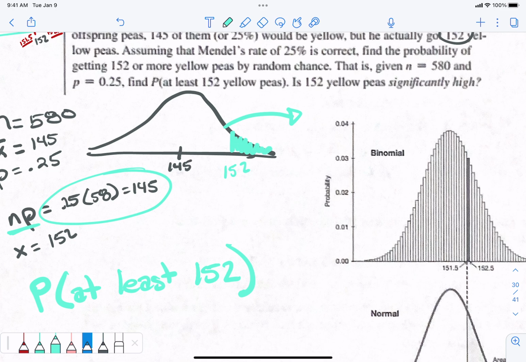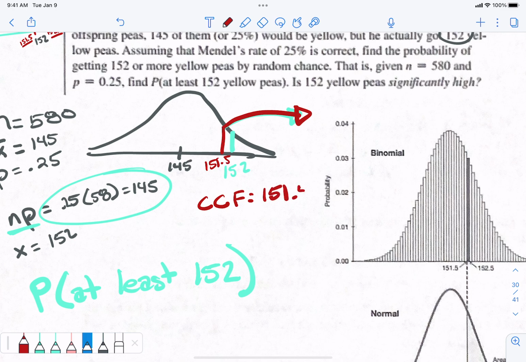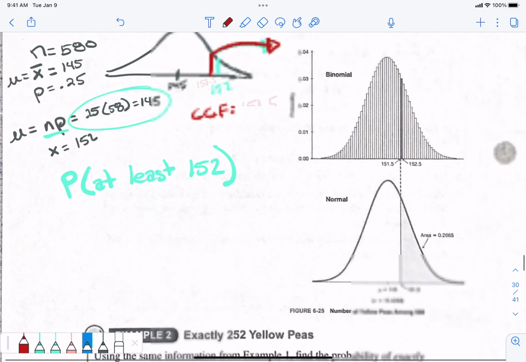It's probably a small percentage, okay? So we have to do that continuity correction factor, CCF. Are you going to use 151.5 or 152.5? We want to do at least, so we want to include the 152. So we're going to use 151.5. Do you see how this works? 151.5, okay? Now I have to calculate the Z-score.